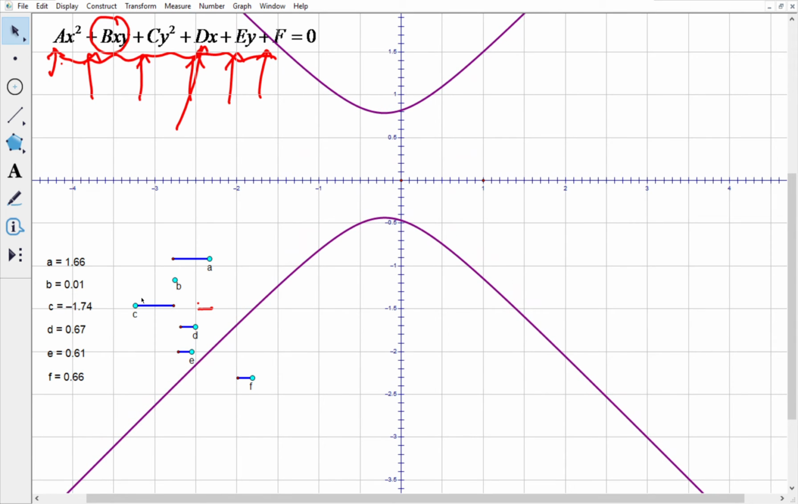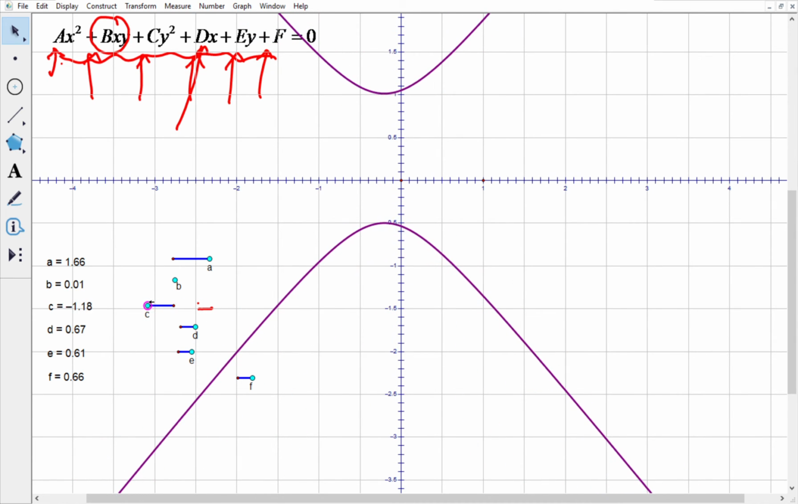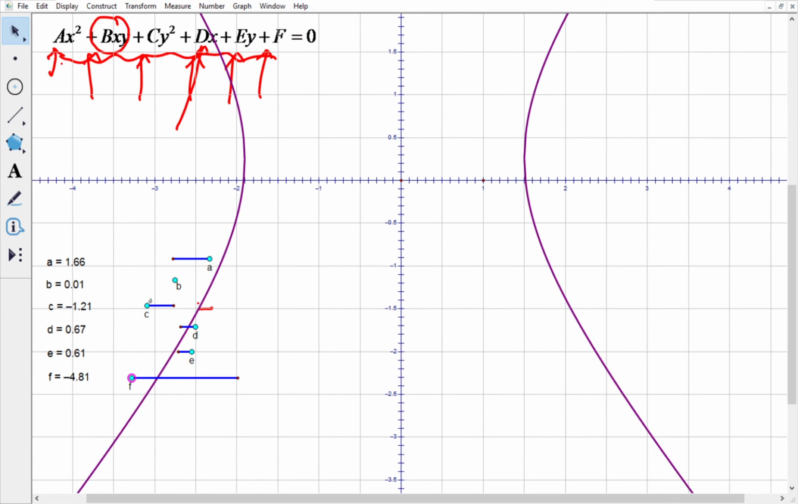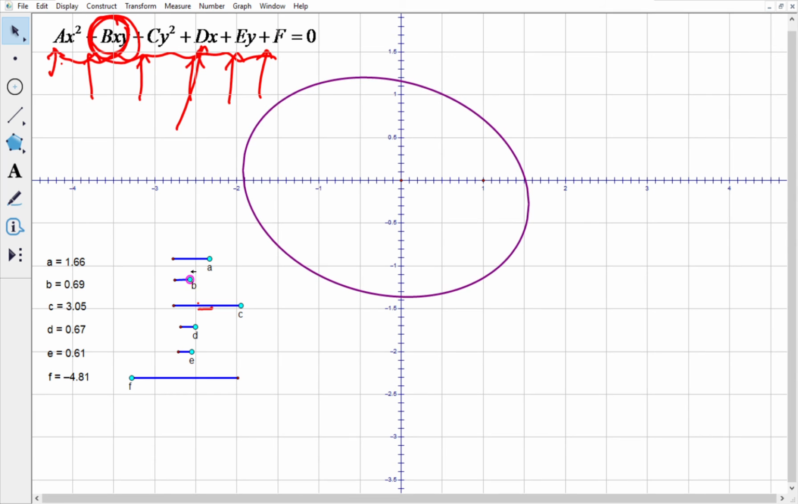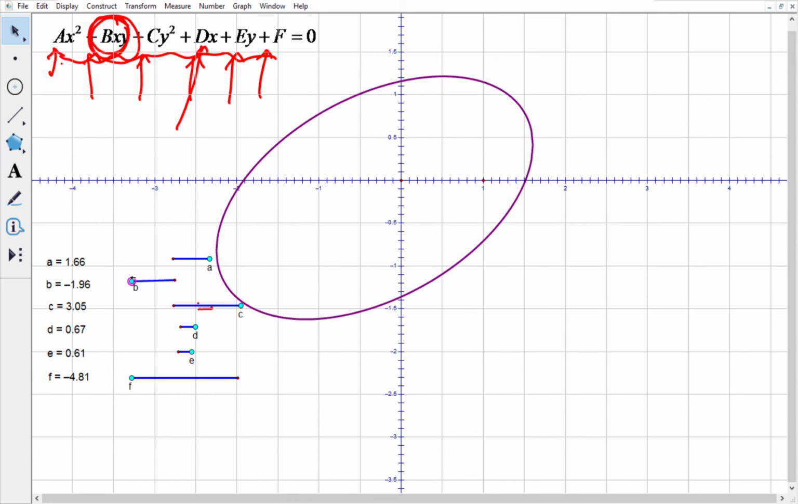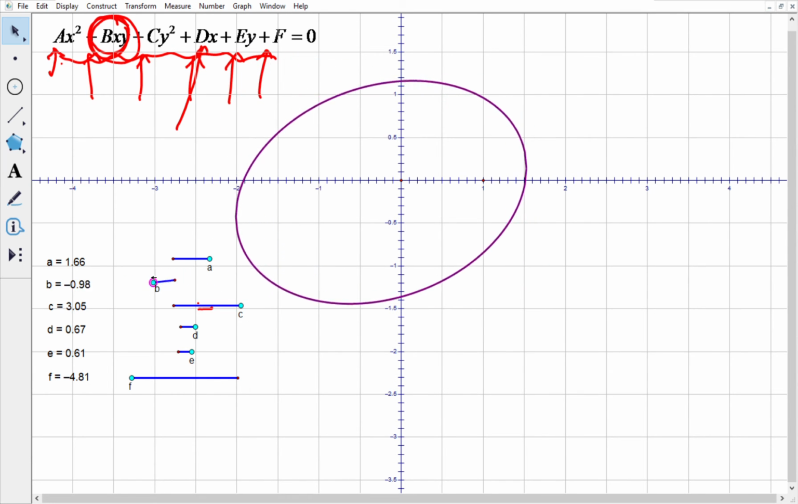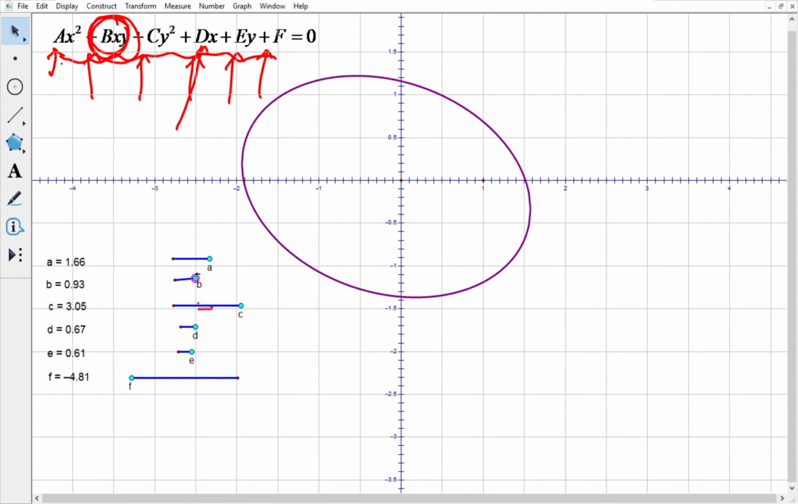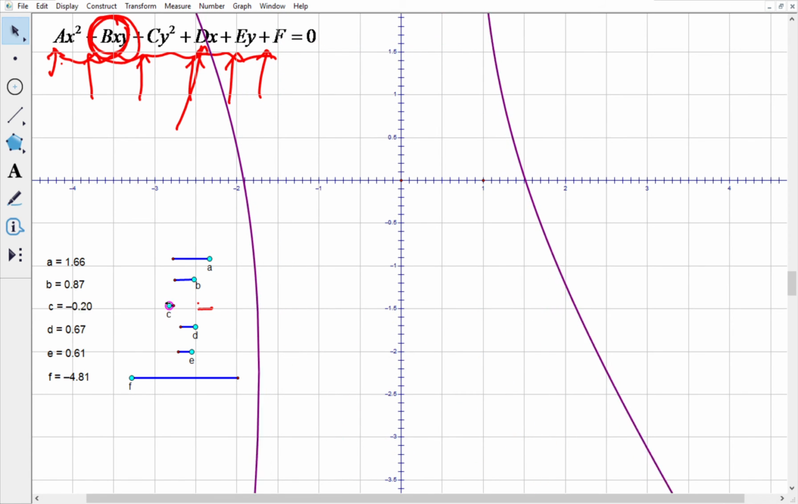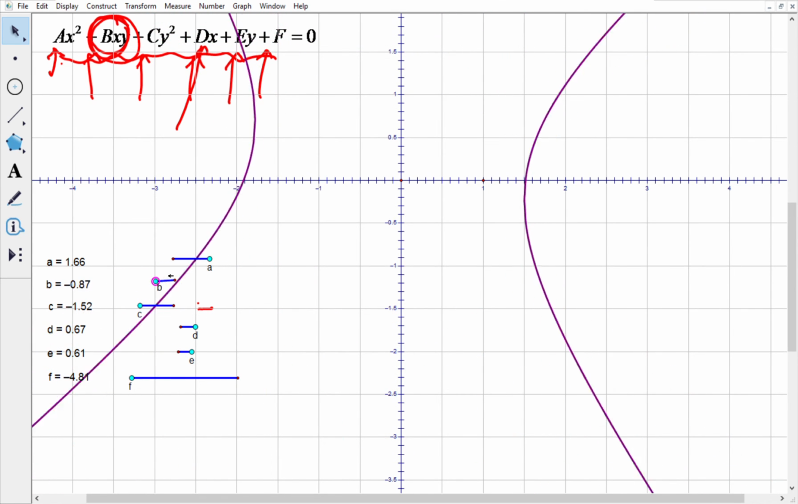The last thing I wanted to show you is what that XY term does. This XY term here is a special term. It's one that we've never really looked at before, and it's a little beyond the scope of this course. But what that XY term does is it basically rotates your conic. If you have a hyperbola, it'll rotate it this way.